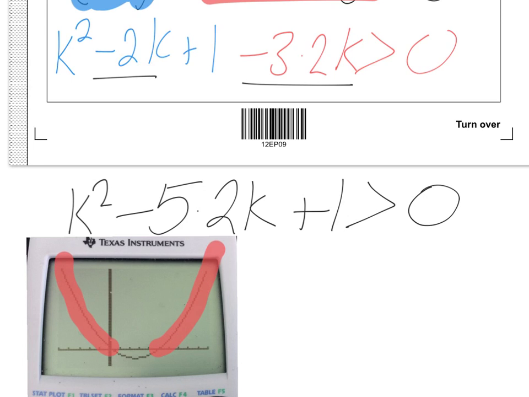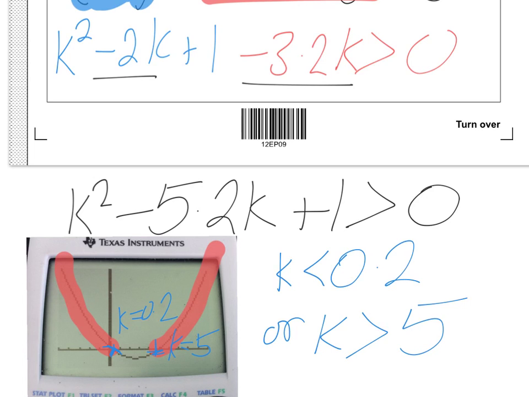So I just need to find the values of the intercepts, which is in the calc menu under 0. And if you do that, your calculator will tell you that the one is at x is 0.2. So k is 0.2. So this point here, where it crosses close to the axis, is k is 0.2. And the other one is at 5. Which means when is this curve bigger than 0? Well, it's bigger than 0 if k is smaller than 0.2 or k is bigger than 5. So they're the points where we have to have two solutions.